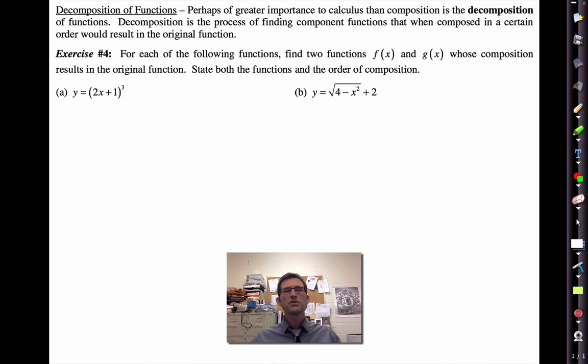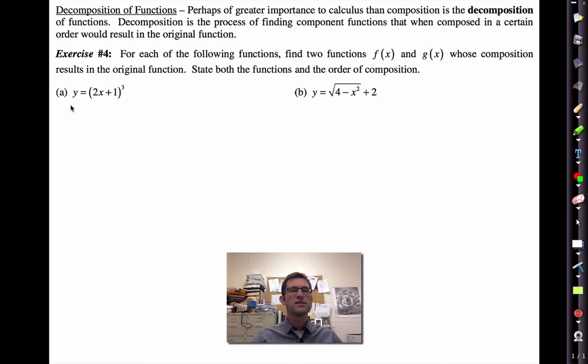All right, so exercise 4. For each of the following functions, find two functions, f of x and g of x, whose composition results in the original function. State both the functions and the order of composition. All right, so take a look at letter A. y equals (2x plus 1) quantity cubed. You hear that phrase, quantity cubed, right?